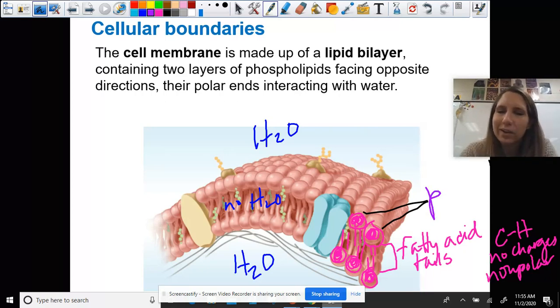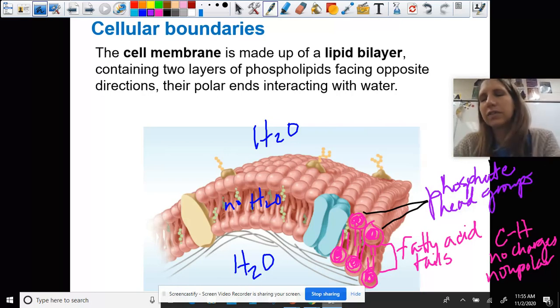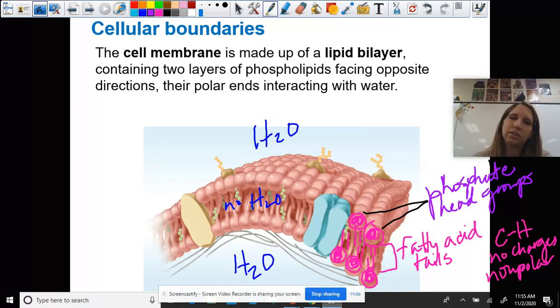Sorry, guys. Okay, so these guys right here are called phosphate head groups. And they're called this because they kind of look like heads on these little stick figures. But those phosphate head groups themselves have this as their formula. It's PO4, so 4 oxygens and 1 phosphate, and a tiny negative charge.